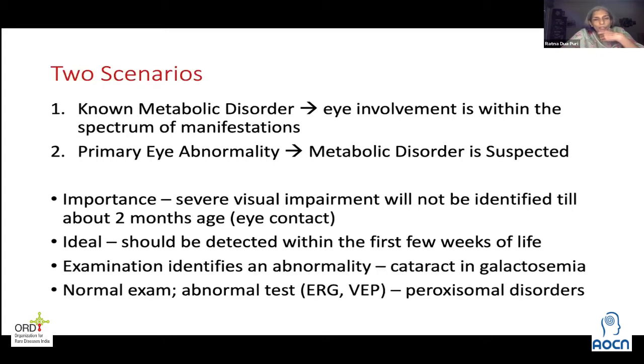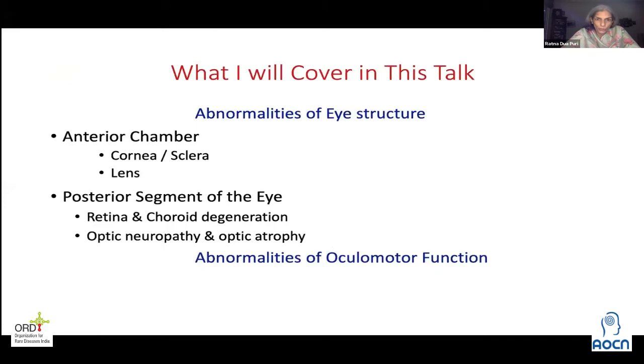There are some situations where, if you do a careful examination as we are taught, you will identify the abnormality and link it to a disorder by doing the relevant investigation, like we all know for cataract and galactosemia. There are many situations where the examination is normal, but within the spectrum of a phenotype, we should suspect involvement of the eye and do the appropriate test like an ERG or a VEP. An example of this is the peroxisomal disorders.